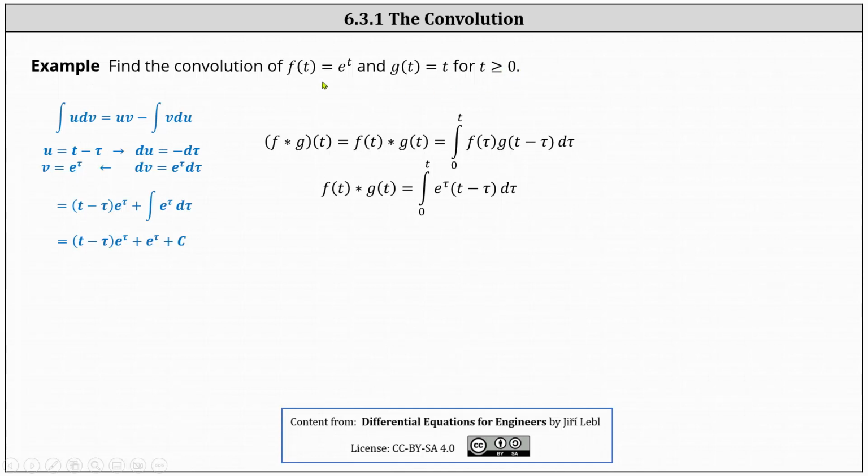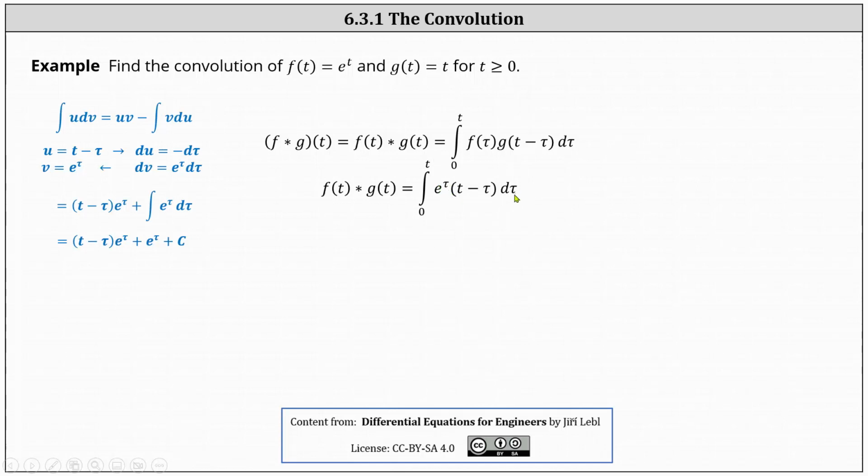So again, we have the convolution of f of t and g of t written in either of these two forms, which is equal to the integral from 0 to t of f of tau times g of the quantity t minus tau d tau, where f of tau is e to the tau and g of the quantity t minus tau is just t minus tau. And therefore the convolution of f of t and g of t equals the integral from 0 to t of e to the tau times the difference of t and tau d tau.